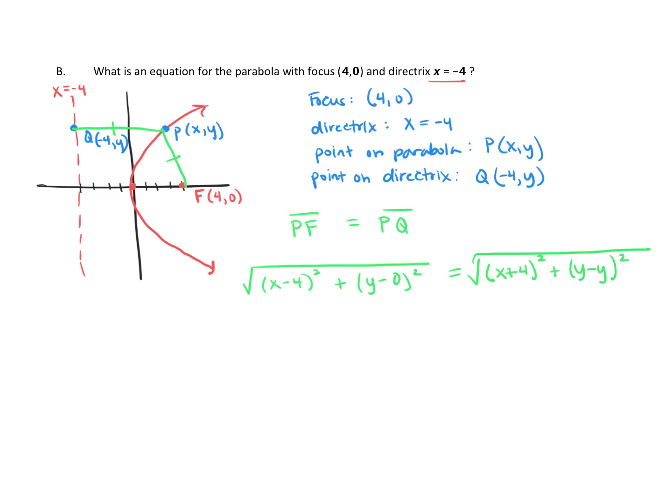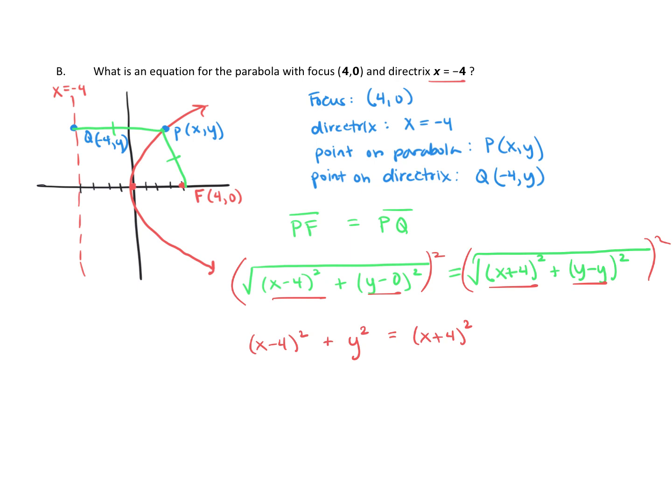All right, let's get rid of those square roots. It is an equation, so we can square both sides. That will cancel out your square roots. As we rewrite, we'll simplify. We have x minus 4 squared, plus y minus 0, which is just y, and that gets squared. That's equal to, over here, x plus 4 squared, and then y minus y is 0. 0 squared is just 0, so it simplifies away.